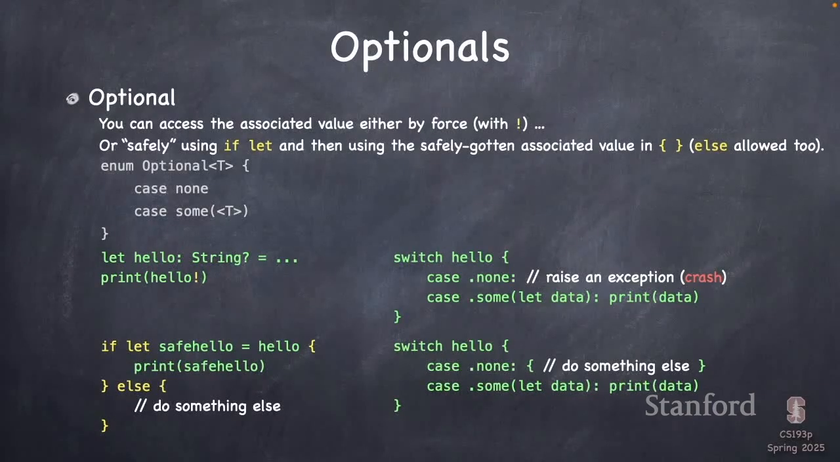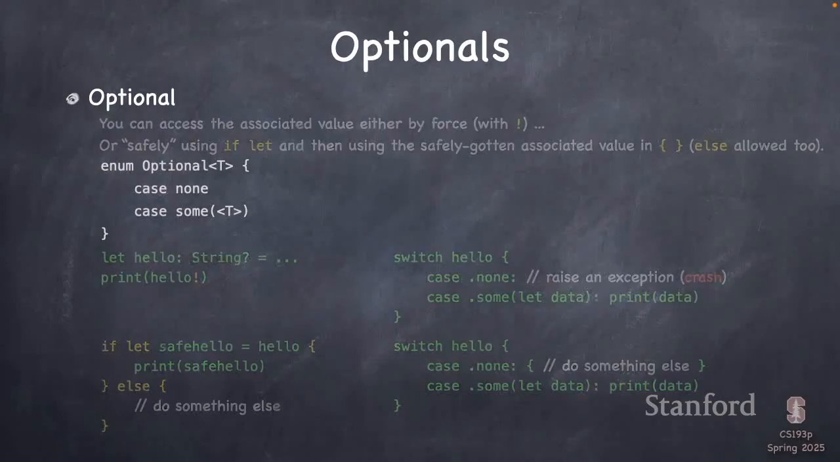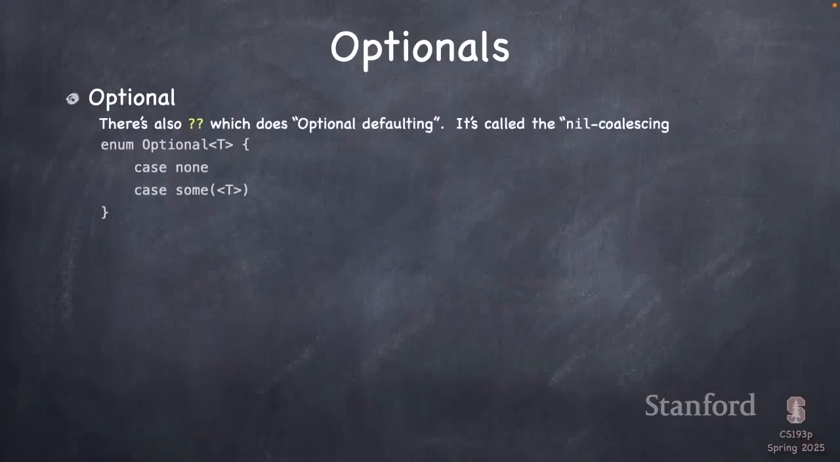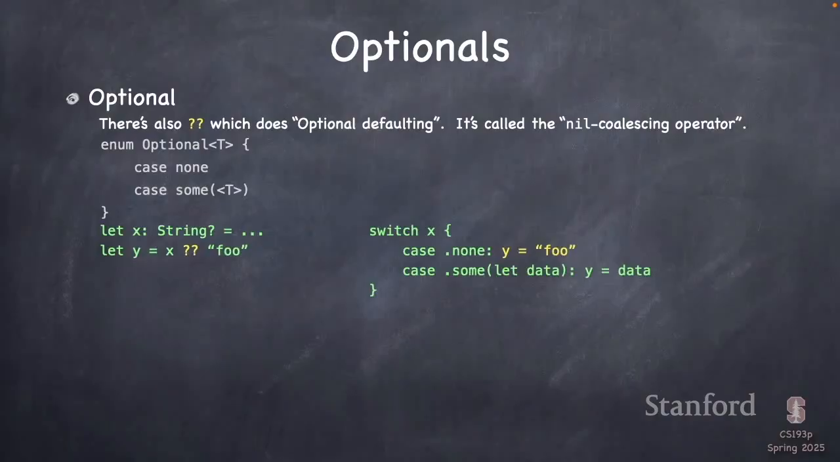So that's it. That's how we get the value of it. And there's one other thing I want to show with optionals, which is the nil coalescing operator. This is a way to say, let some variable equal an optional, or if that optional is nil, use this default value. So you see I have let y equal x ?? foo. That means y is going to be the value of x if it's not nil. Otherwise, it's going to default to foo.